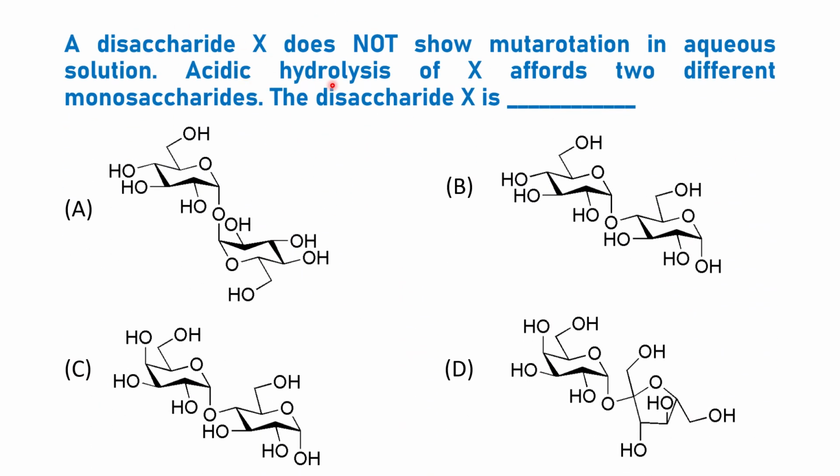A disaccharide X does not show mutarotation in aqueous solution. Acidic hydrolysis of X affords two different monosaccharides. The disaccharide X is... So we see four options of disaccharides are given.